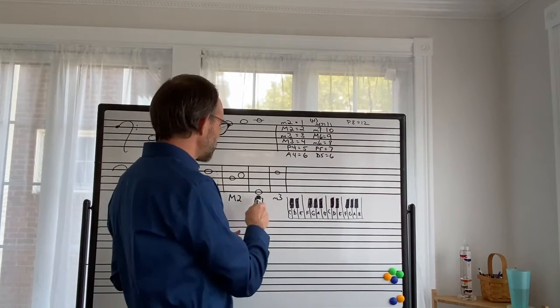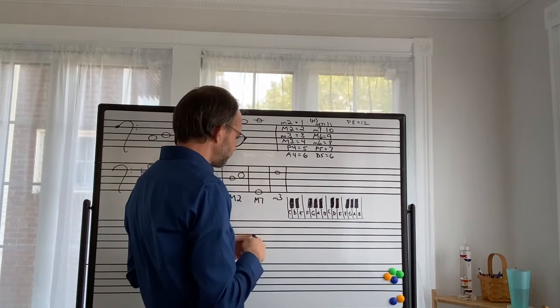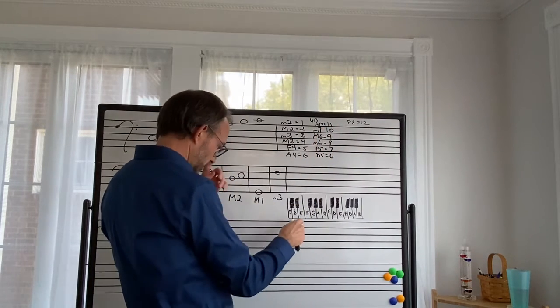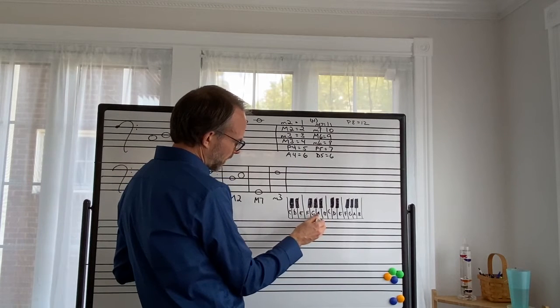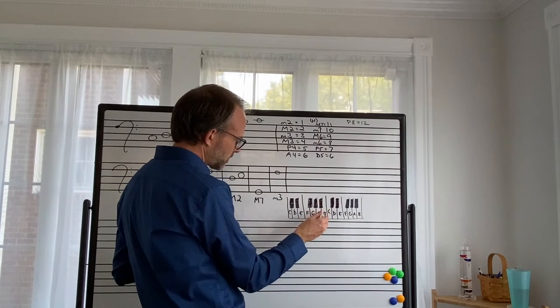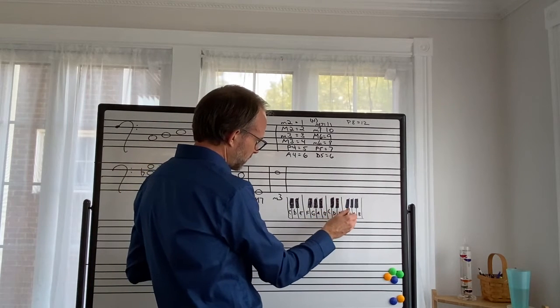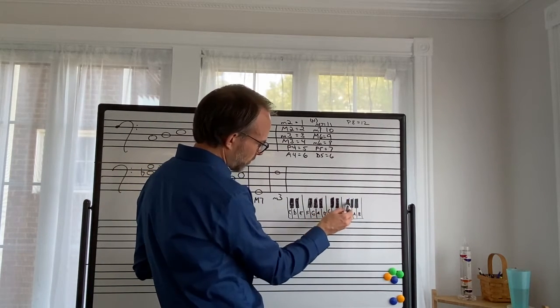How about this one? G on the bottom, we want a major seventh. We need 11 half steps. So here's G. Gotta count to 11. 1, 2, 3, 4, 5, 6, 7, 8, 9, 10, 11. It's this note right here.